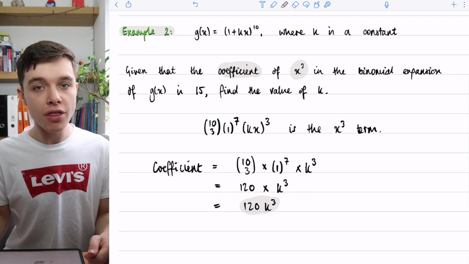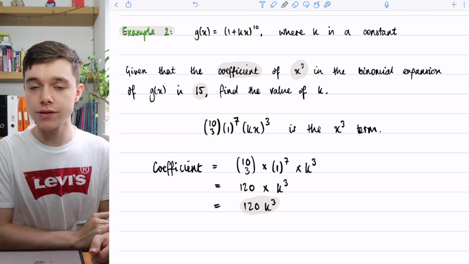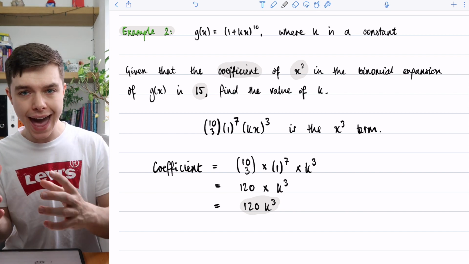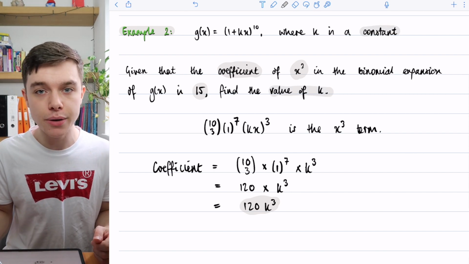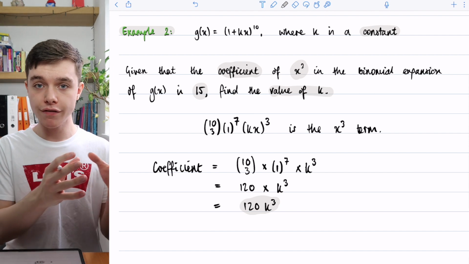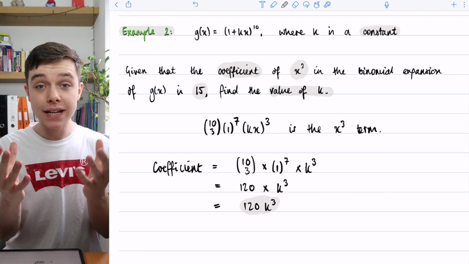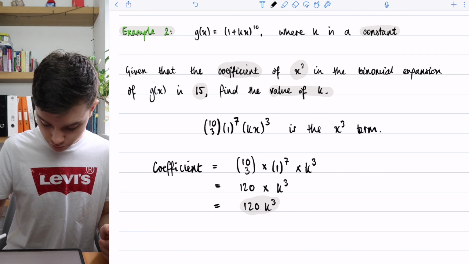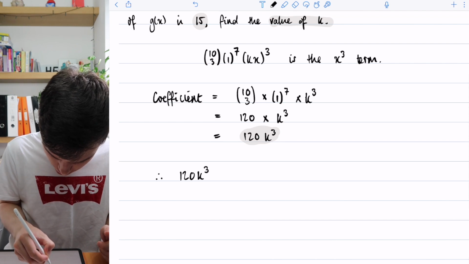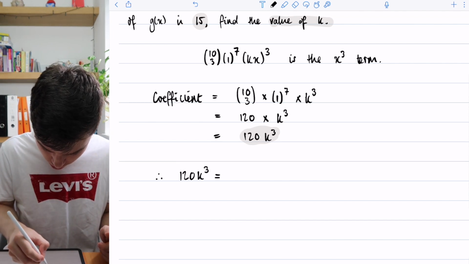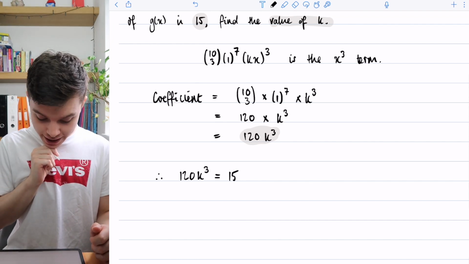But I actually know what that is. We know that the coefficient is 15. So we've found the coefficient in terms of k, and we know that k is just a constant, but we need to find the value of k. So because I know the coefficient in terms of k, and I know what the coefficient actually is, I can set those equal to each other. So I can say, therefore, 120k cubed must be equal to 15. Okay, that's what we should get there.